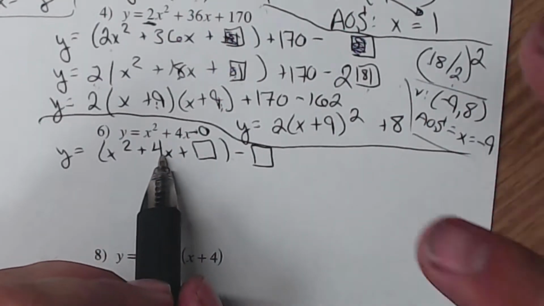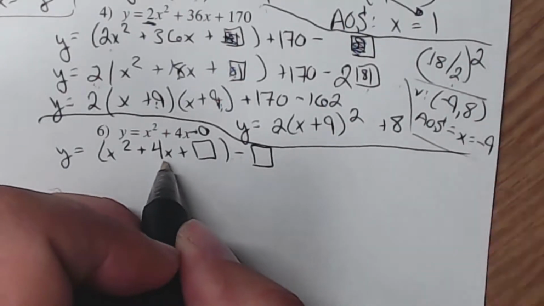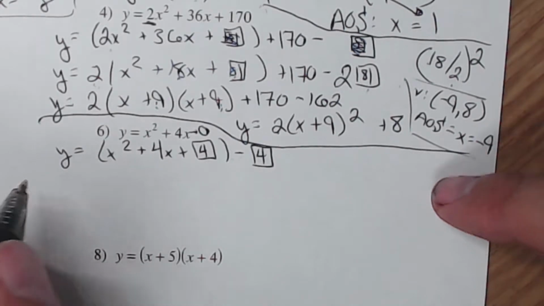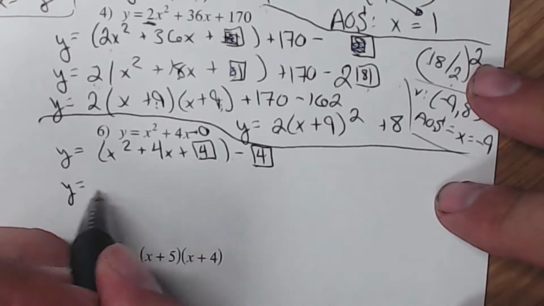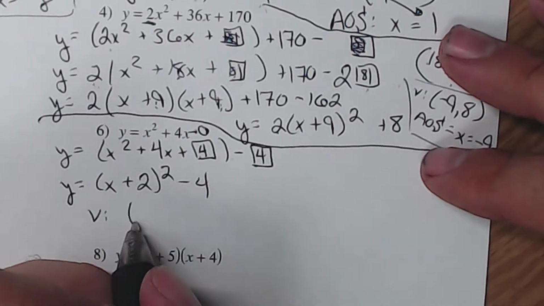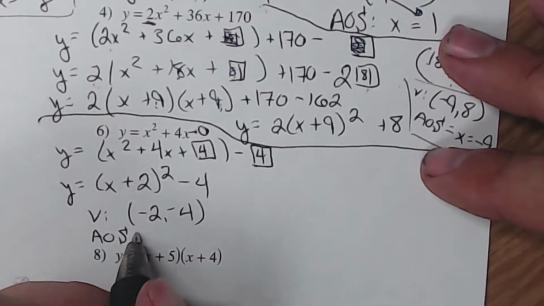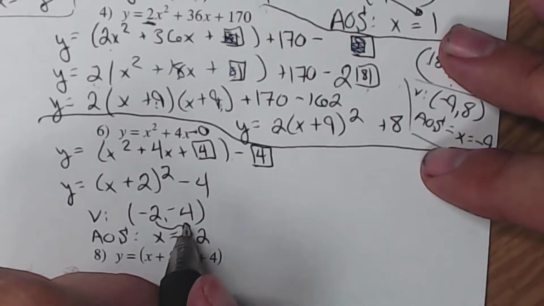Middle term divided by 2 squared. So 4 divided by 2 is 2. Square it is 4. This is a nice one to notice. I haven't changed the formula. Plus 4, minus 4. They cancel away. Factor it. Vertex negative 2, negative 4. Axis of symmetry. X equals negative 2. Again, that always comes from my h value.